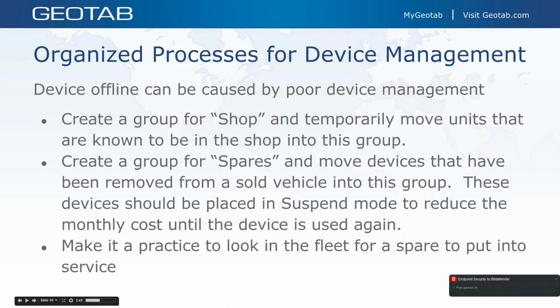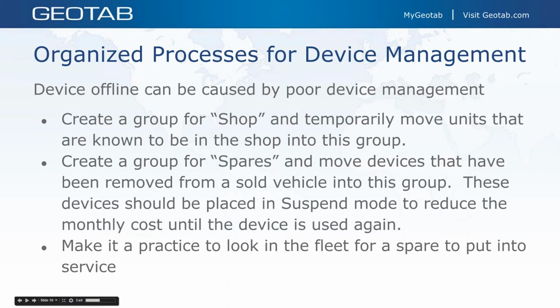Some fleets have a group that they call shop. When it goes in for maintenance, when it goes into the shop, they take the device and they temporarily move it into that group called shop, and they know that that device is expected to be in the shop for 3 weeks getting a new transmission. No big deal. But if it doesn't come out of the shop, I'm down an asset. Why is it taking so long for the shop to repair my vehicle, right?